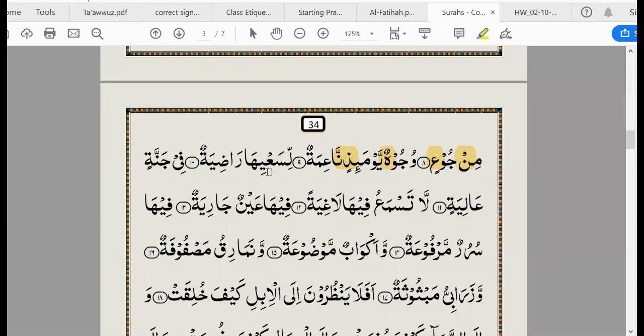Last verse. Lisa. Okay, this one, it's not tiha. Can you recite it again? Lisa yiha. Yeah, it's ya. So lisa yiha. Okay? Radiyah. Okay, Jazakumullah.